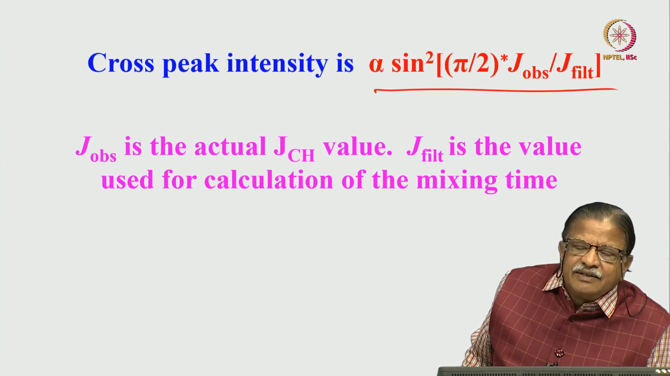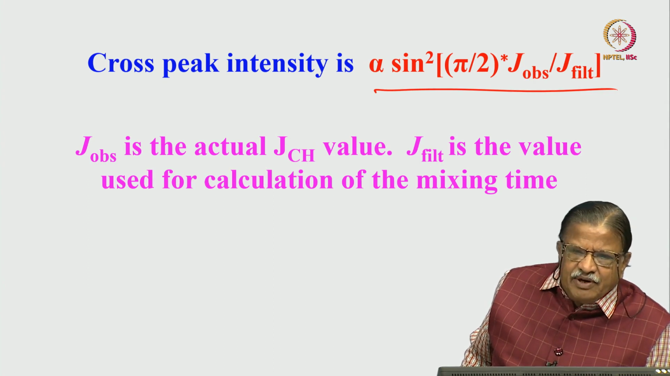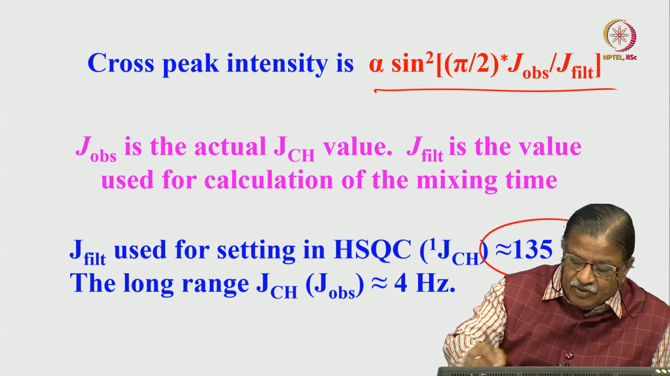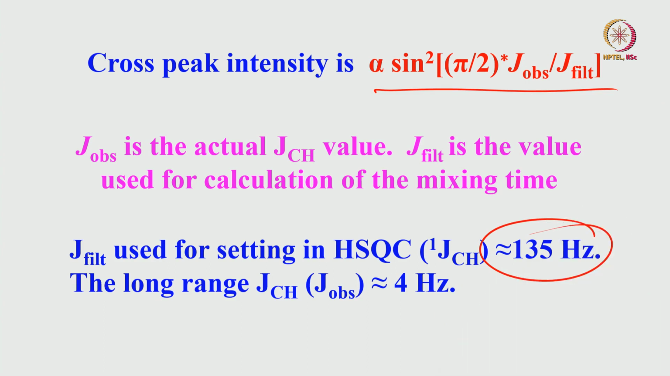What is J filtered here? In our case, J filtered for 1 bond is 1JCH. Observed is the usual. So the filter is set using 1JCH as 135. But in the long range coupling, what is JCH? Long range coupling is of the order of 5 to 10 hertz. Sometimes for 2 bond, 3 bond, if you want to see, let's say 4 hertz or 5 hertz will be there. What is the intensity of the cross peak when the long range coupling is of the order of 4 hertz? Just plug this value into this equation.